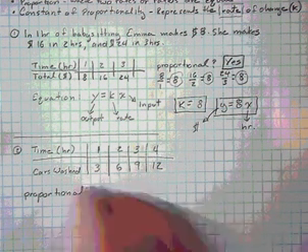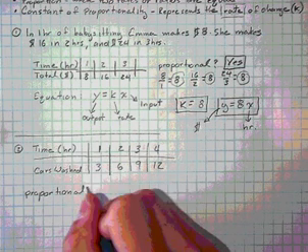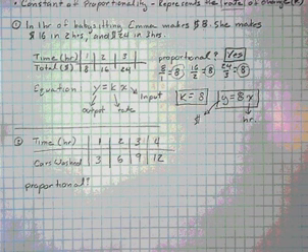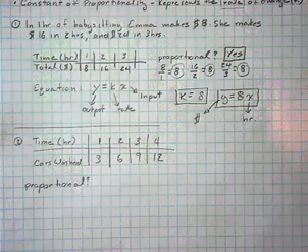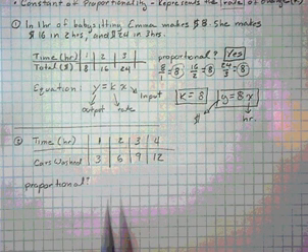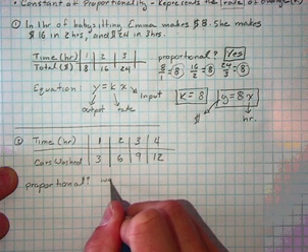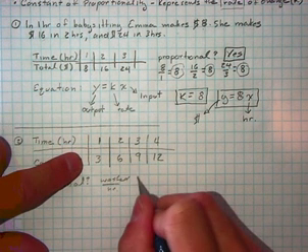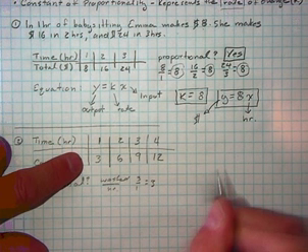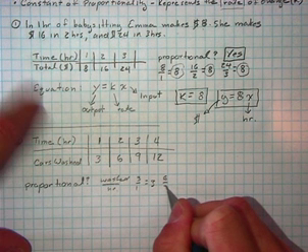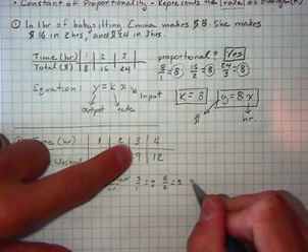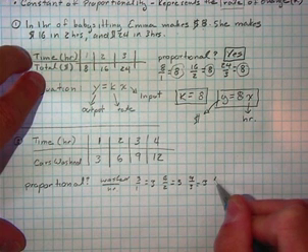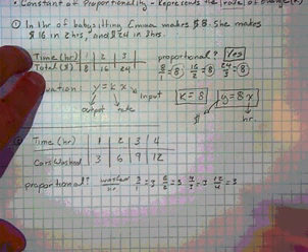So our first question is, is it a proportion? Is this a proportional table? And we can look at the cars washed per hour. So that's 3 to 1, reduces to 3. 6 to 2, reduces to 3. 9 cars to 3 hours, reduces to 3. And then 12 cars in 4 hours, reduces to 3.